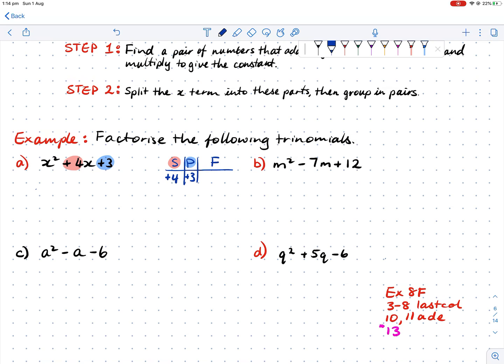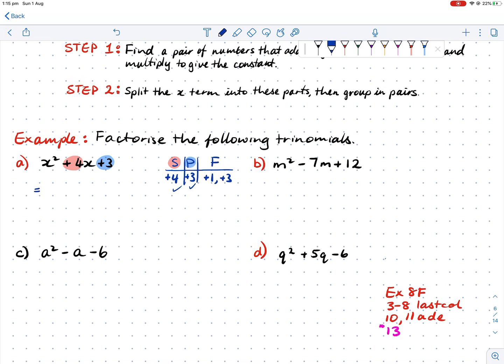So what we need to do is think, what are two numbers that add to give 4 and multiply to give 3? Hopefully it wouldn't be too hard for you to work out that if I have 1 and 3, that will satisfy that condition. If I have 1 plus 3, that's going to equal 4. If I do 1 times 3, that's going to equal 3. So those are the two values that we want.